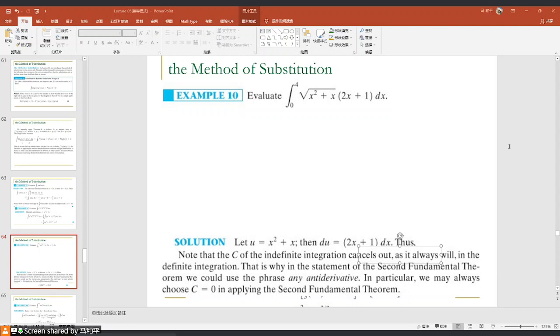Lily, you just choose one antiderivative. This means when you calculate the definite integral here, you can omit c. Okay? You can omit c. You just write 2 over 3 (x squared plus x) to the power 3 over 2, from 0 to 4, and you can omit c. At x is 4, calculate. At x is 0, it is 0. So the final result is 60. Right.